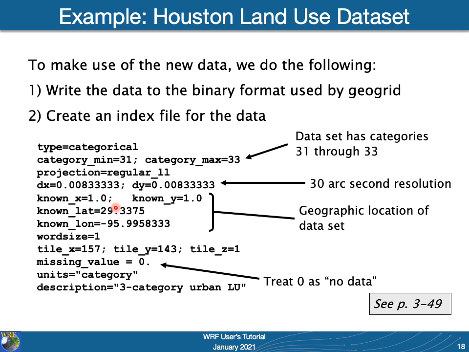95.996 west. Word size tells the GeoGrid program how many bytes we've used to represent each value. In our case, we just need to represent three values, 31, 32, and 33, so using a single byte to represent those values is sufficient. We're also telling the GeoGrid program that we have a single tile of data with 157 columns and 143 rows, and where we don't have urban data, we've put in a missing value of 0. Units and description are nice to add to a metadata file, but they aren't actually used right now by the GeoGrid program.